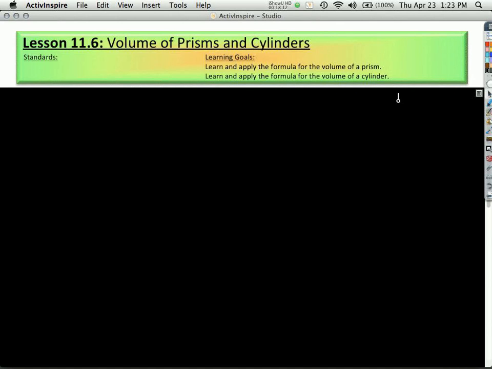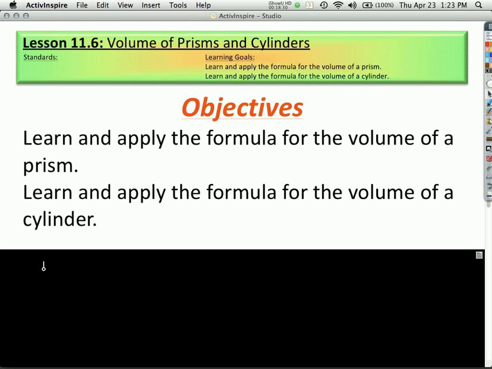So today, of course, you've already titled your lesson 11.6. We're going to be exploring volume, specifically volume of prisms and cylinders. We're going to take what we learned last time and over the past week or so and apply it to solids. Our goals are to be able to apply the formula for the volume of a prism and the formula for the volume of a cylinder.